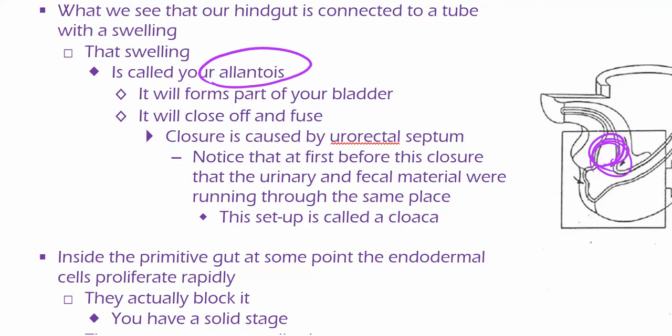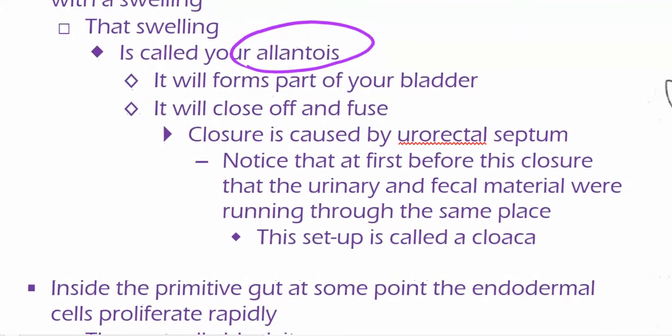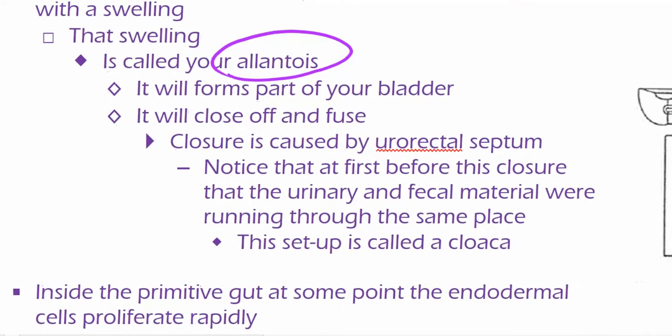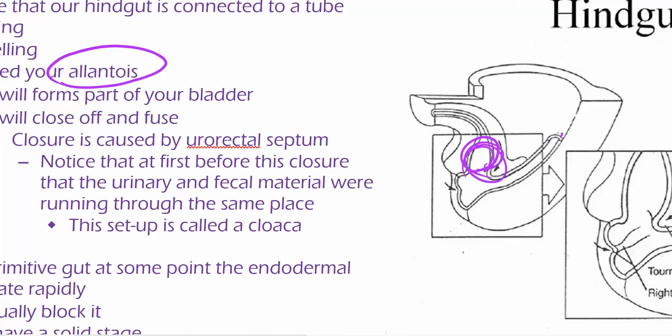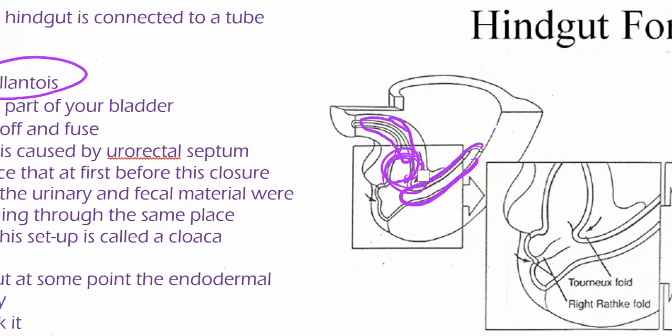Okay, so the allantois is going to be the meeting place of your hindgut and your urinary system, so your urinary system and your defecating system, if that makes sense. They're going to meet up at the allantois, which is this little sinus area here. You see it here?